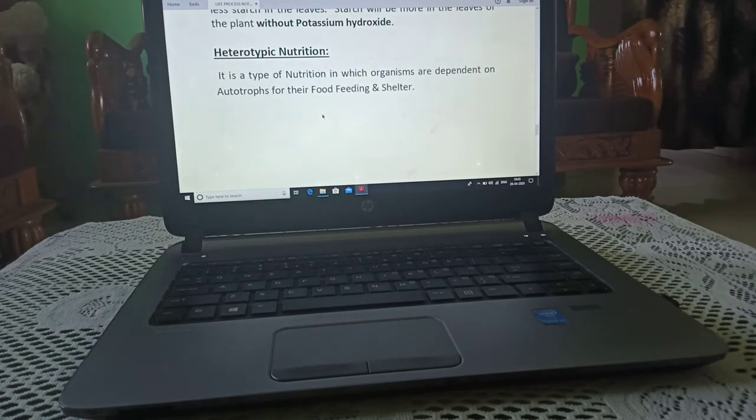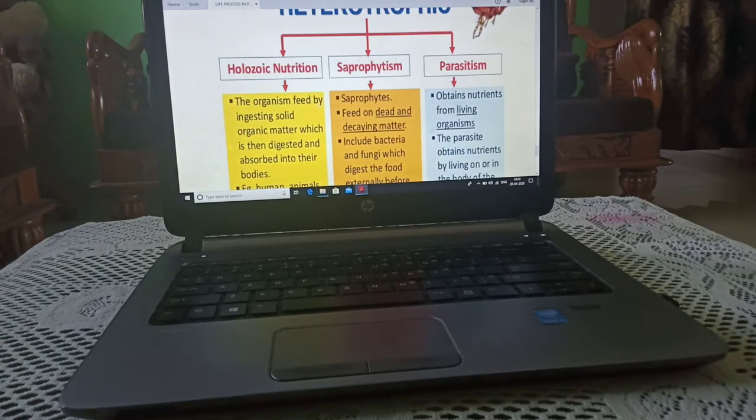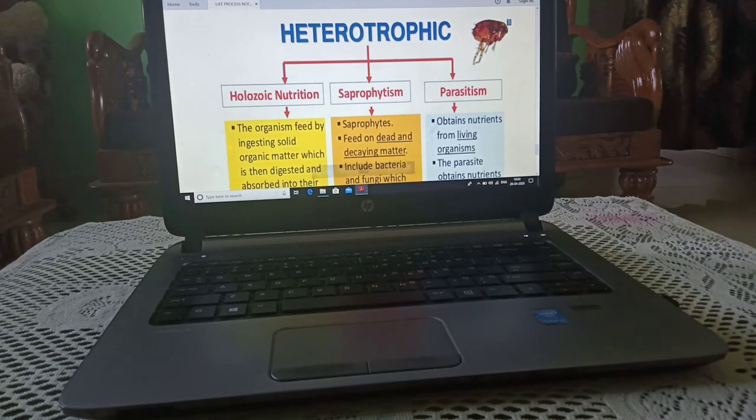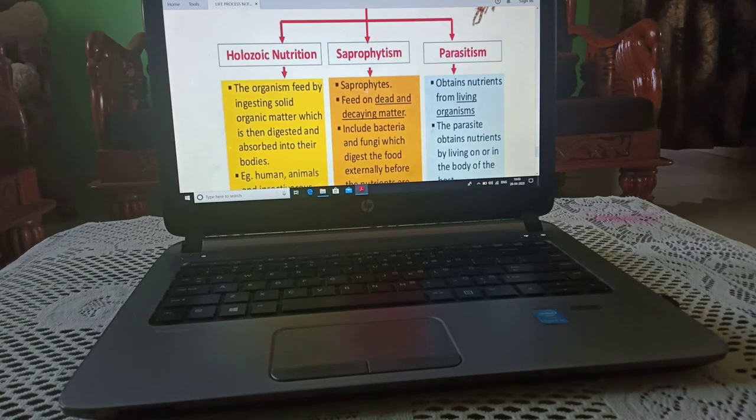Heterotrophic nutrition. It is a type of nutrition in which organisms are dependent on autotrophs for their food, feeding and shelter. As we have discussed earlier, heterotrophic nutrition is of 3 types. Holozoic nutrition, where the organism is fed by ingesting solid organic material which is digested and absorbed into the body. Example, human. Saprophytes feed on dead and decaying matter.